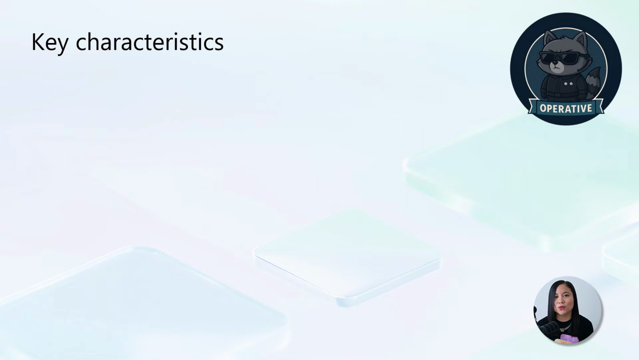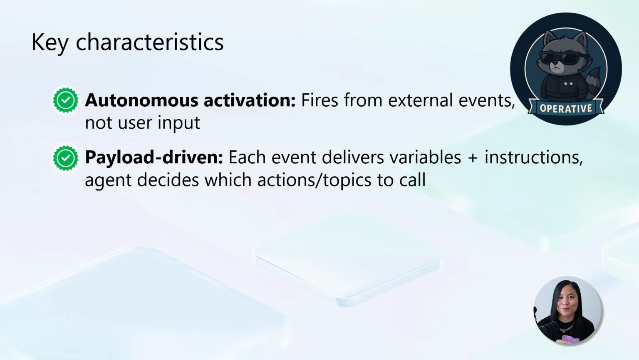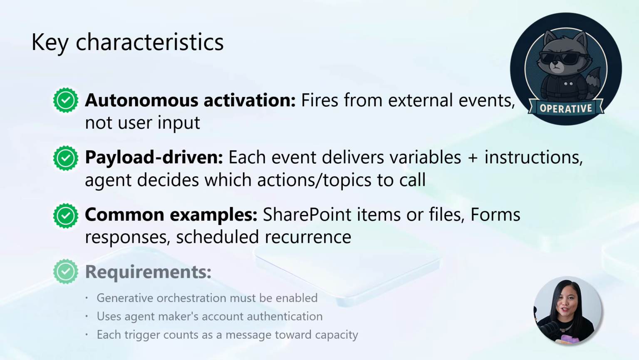Let's dive into what makes event triggers special and what you need to know to use them. First, they activate autonomously. They're executed by external events, not by user input. Each trigger delivers a payload with both data and instructions, and your agent decides which actions or topics to invoke based on that payload. Common examples are newly created SharePoint items or uploaded files, submitted Microsoft Forms responses, or scheduled recurrences.